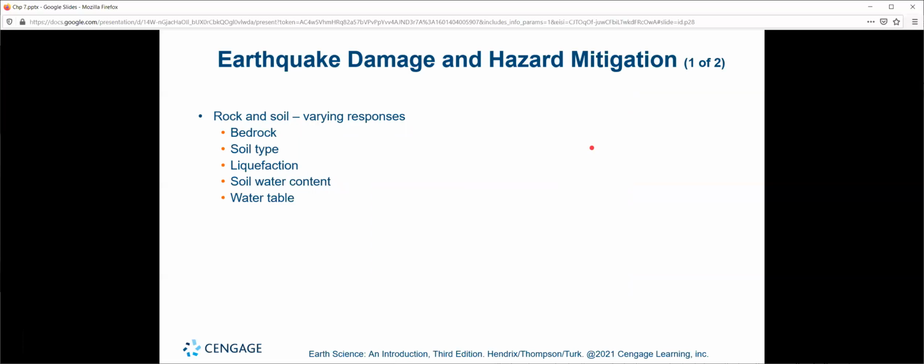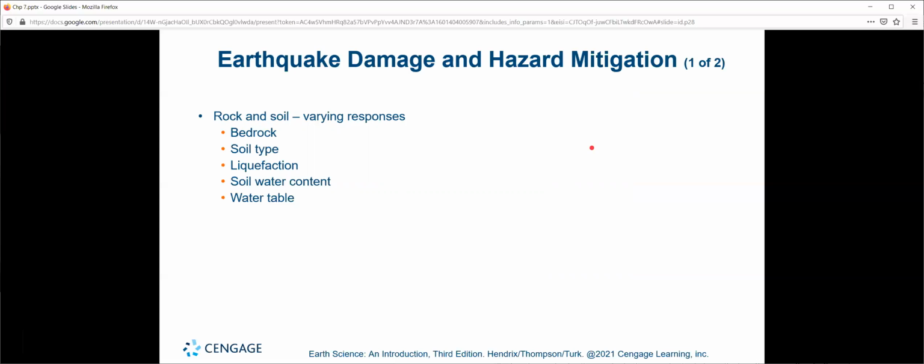Earthquake damage and hazard mitigation. Earthquakes are interesting. Earthquakes are cool. How do they relate to us? Well, mostly, for the sake of this class, seismology is researched as a way to predict how earthquakes are going to happen. We can't do anything about it, but we can help reduce the damage that's caused by them. So, what can we do about earthquakes?